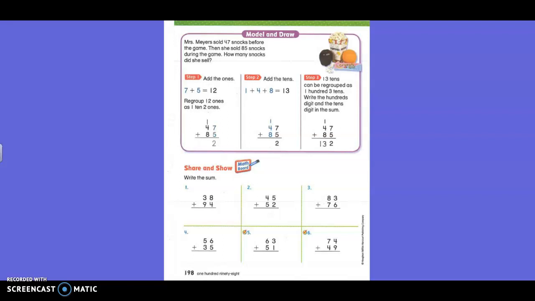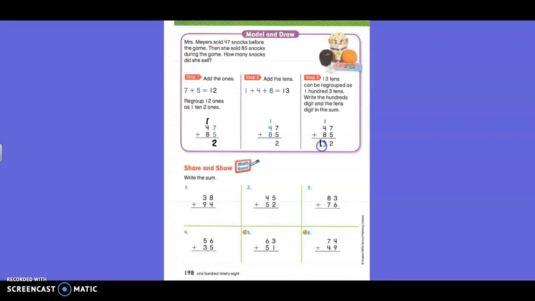12. So if we do 12, we put a 2 in the ones, right? What do we do with the 1? Break it up. Put it on the tens. Okay. Now we have 8 plus 4 plus 1. What's 8 plus 4? Everyone? 12. Plus 1 more is? 13.